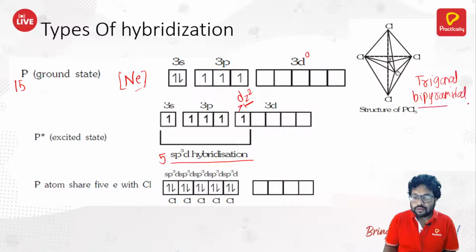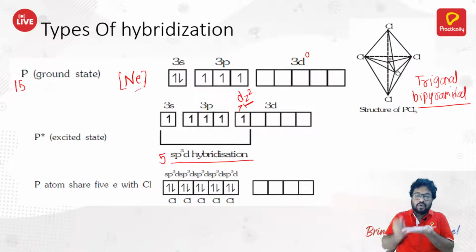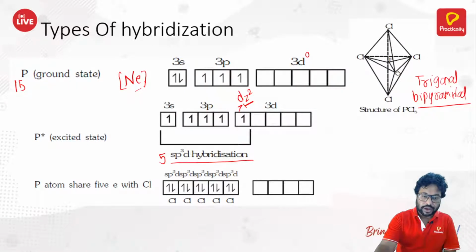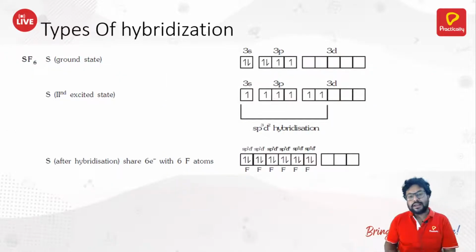Okay, trigonal bipyramidal. Trigonal bipyramidal. This is trigonal: one pyramid above, one pyramid below, and then there is a formation of a pyramid. That is why this shape is called trigonal bipyramidal. Okay, moving ahead, sulfur.